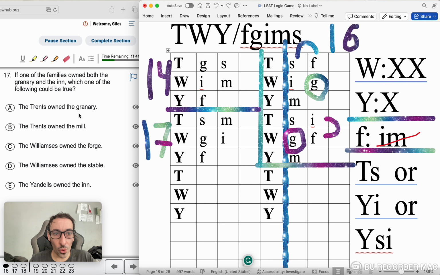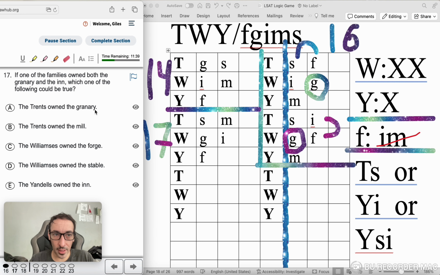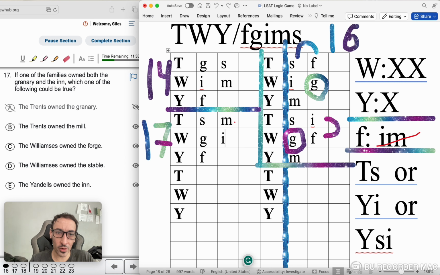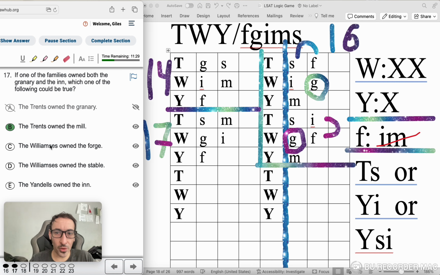The T owned the G. We don't see that to be true. The T owns the M. We do see that to be true. If you don't see it, look right here where the M is owned by T. So go ahead and choose that for now. The W owns the F. You have to flip these over and then you see that F belongs to T, so no. The W owns the S. No, S is going to be owned by T. And the Y owns the I. Nope. The only thing that could be true is that T owns the M.